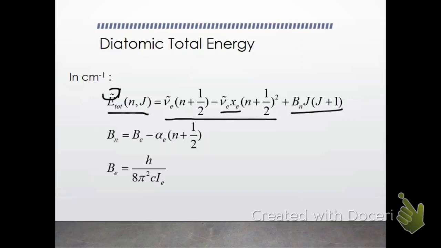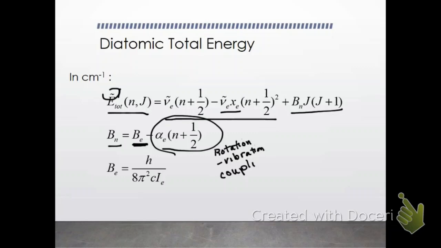this equation. So B sub n depends on the quantum number n, and then we have B sub e, the equilibrium rotational constant, and then we have the second term, which accounts for rotation-vibration coupling. And in fact, the alpha e is referred to as the rotational-vibrational coupling constant because it shows how the rotational constant depends on the quantum number n. All right.